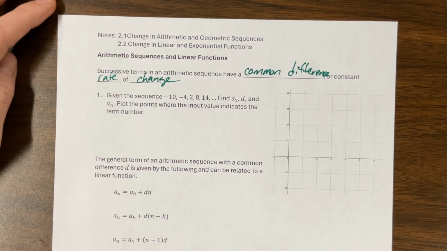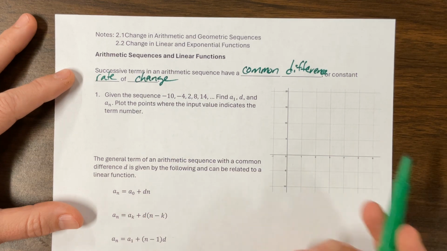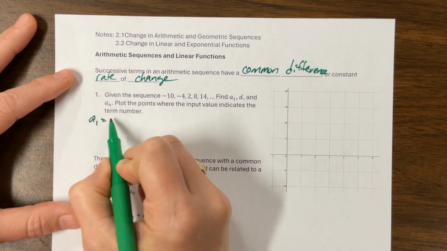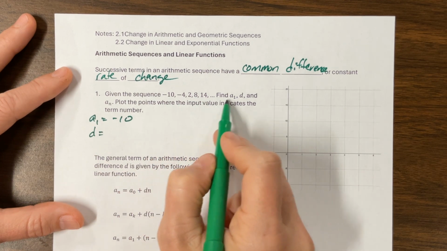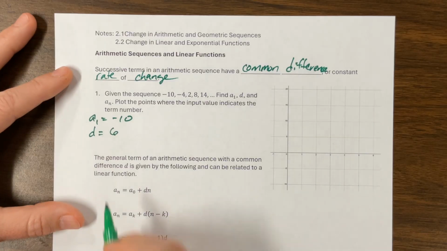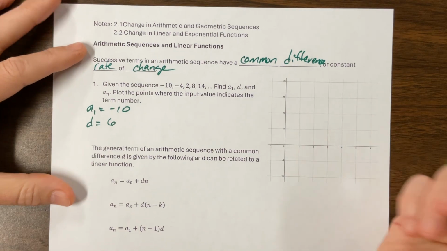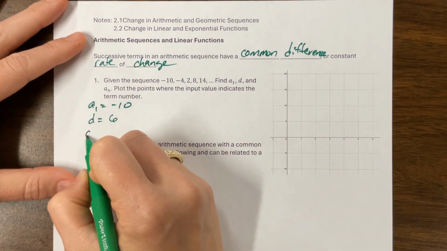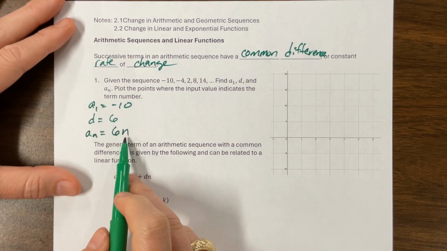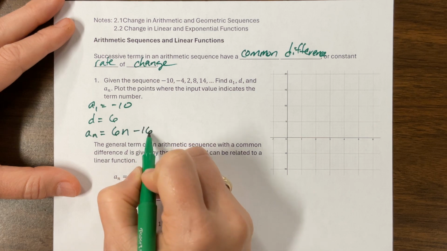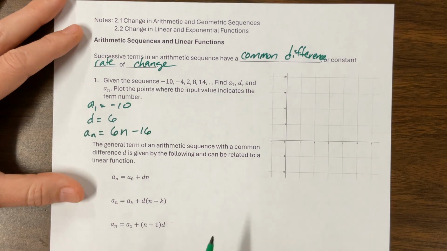No, but it's linear. Okay, so given the sequence -10, -4, 2, 8, 14, find a sub 1, so the very first term is -10. Find d, the common difference. What am I doing? I am adding 6 each time. And a sub n: I have a slope of 6, but if I plug in 1, I want to get -10, so I have to do -16. I can help you make more sense of that as we keep going.